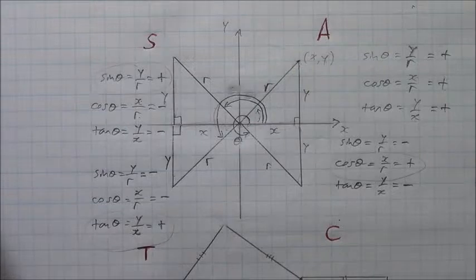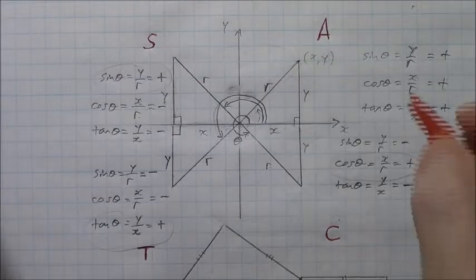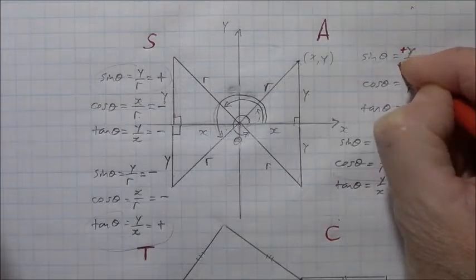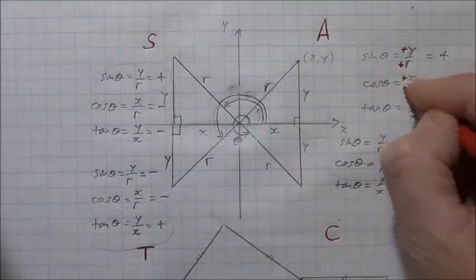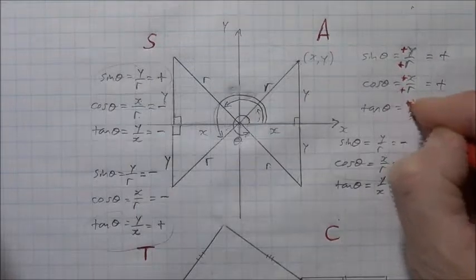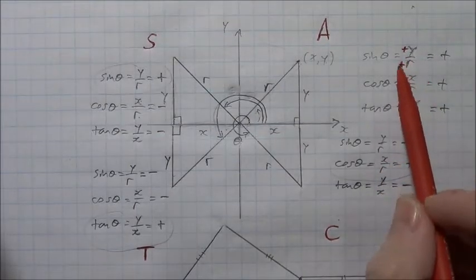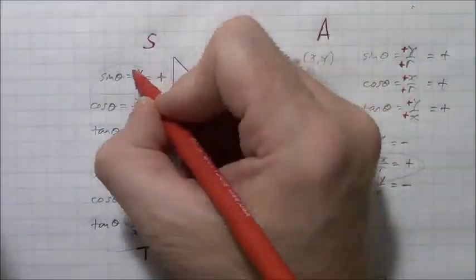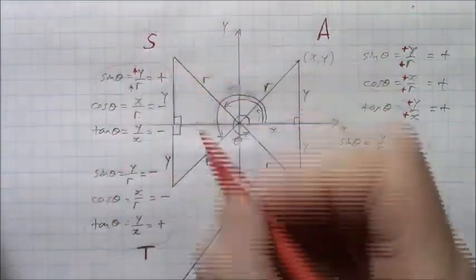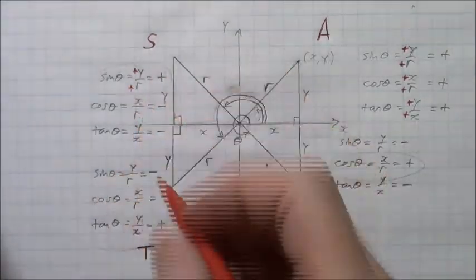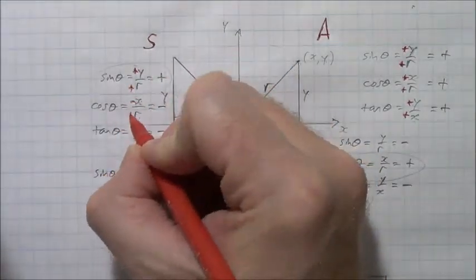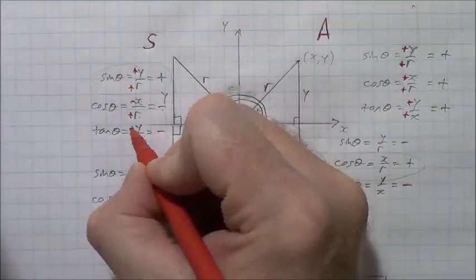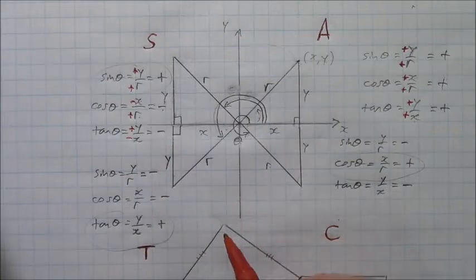And I guess, now thinking back on this, I should have put the little positive for y over r, positive for x over r, positive for y over r or x. So then when you divide the positives, you get the positive for each of those. Here y is positive over positive, which leaves you the positive. X now is negative over positive, which gives you the negative. And tangent is positive over the negative x, which gives you the negative.